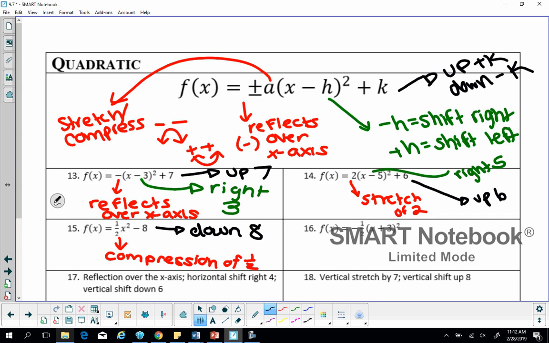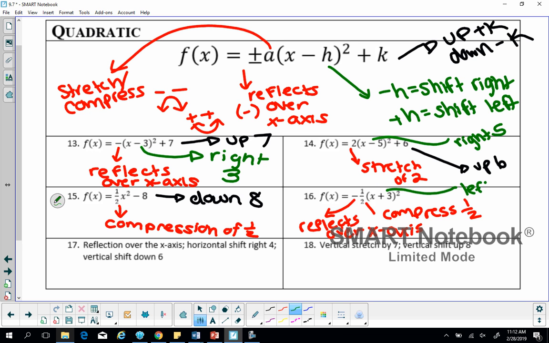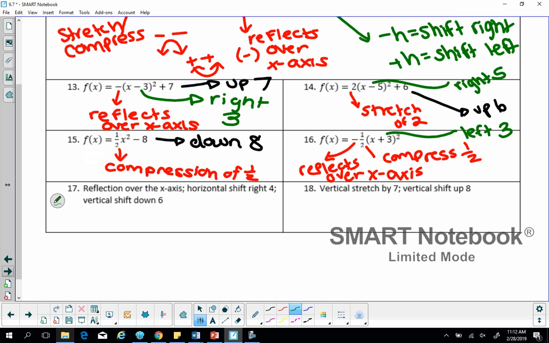Go for it, Caleb. Compress by half. Left 3. And what does the negative mean? It reflects over. Come on, Caleb. Do something. And then left. Beautiful. All right, see if you can try the next two, and I'll give a brain buck.